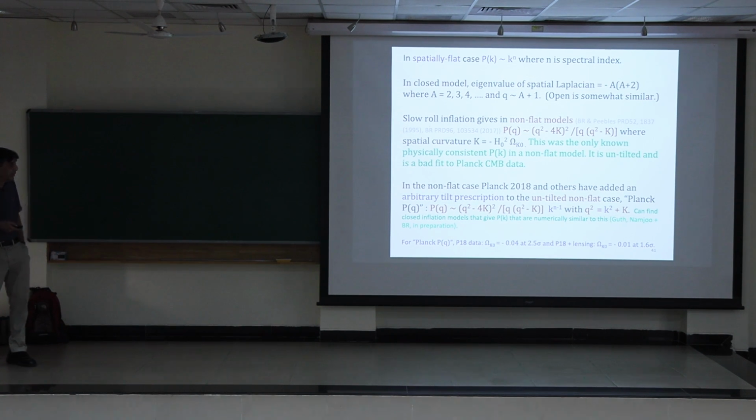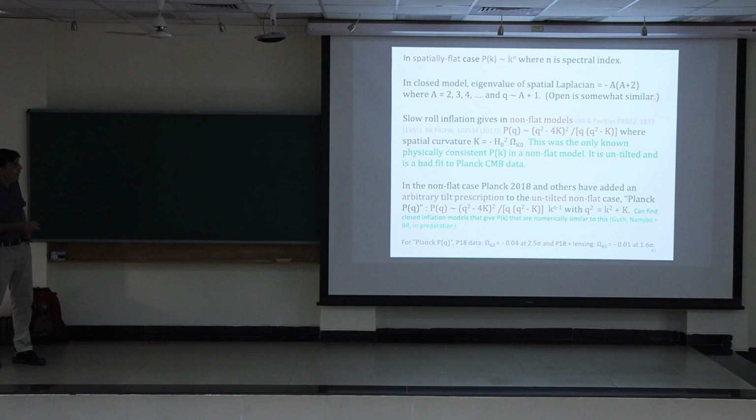So it's been known since the 90s that in slow roll inflation models that are closed and open, you can get a more complicated power spectrum. The eigenvalue of the spatial Laplacian in the closed case is A times A plus 2, where A runs from 2, 3, 4, 5, and so on. And q is typically A plus 1. And this is the power spectrum you get in slow roll inflation models.